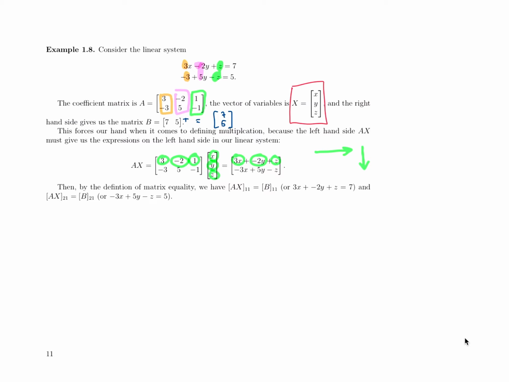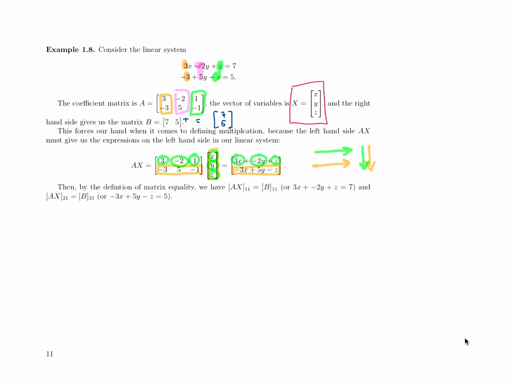Then I'm going to do the same thing with the second row of A. I take -3, 5, -1. I multiply with x, y, and z, and I add those things together. And I get the entry, so for my second thing, I did second row of A and then first column of X. I add up all of those things and I get -3x plus 5y minus z.